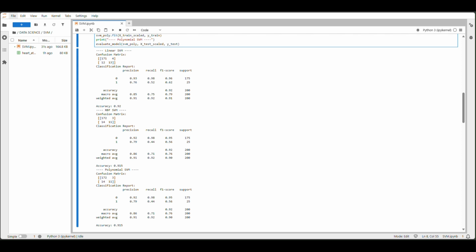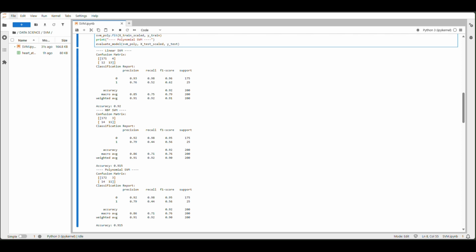In its classification report, precision for class 0, low risk, is 0.93, while for class 1, which is high risk, it is 0.76. This means the model is more confident and accurate in predicting low-risk individuals, while the recall for high risk is only 0.52, meaning it misses almost half the actual risk cases. Overall, accuracy is 92%, but the model struggles a bit with high-risk predictions.